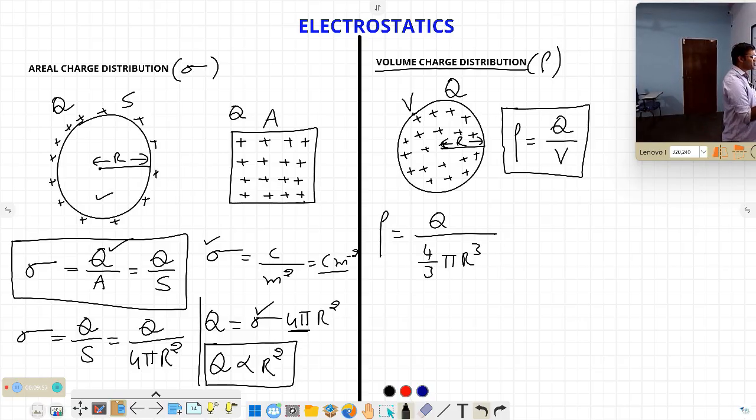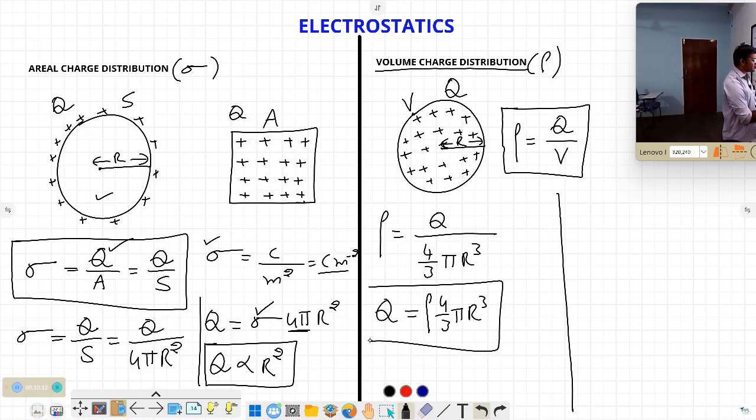So from this I can write the total charge on the body. In the case of volume charge density, the total charge on the volume of the body is equal to rho into 4 by 3 into pi r cube. This is the total charge on the body which contains the volume, where the volume distribution of the charge takes place. Here rho is a constant; in most cases we take it as constant.